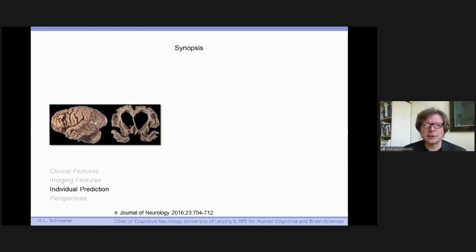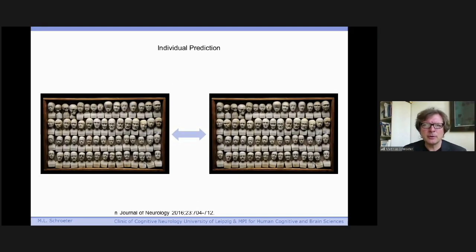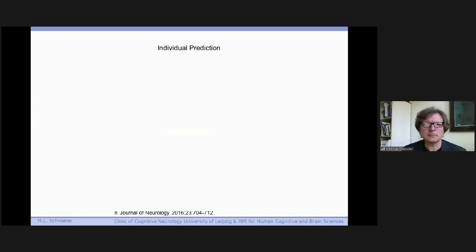Okay, let's now go to individual prediction. So far, I have shown you results of group studies. However, in clinical practice, we are interested in single subjects. One example is Friedrich Nietzsche, who was born and is buried close to Leipzig, and who was discussed to have suffered from behavioral variant frontotemporal dementia.